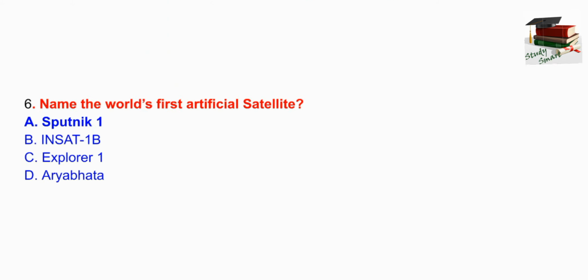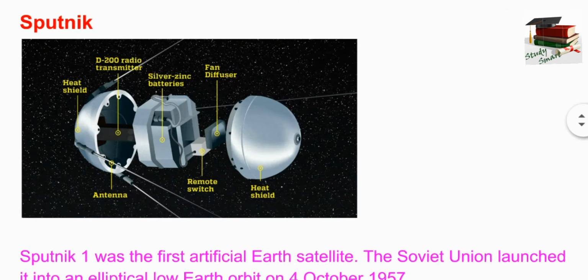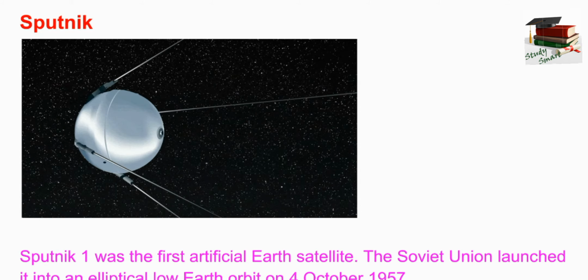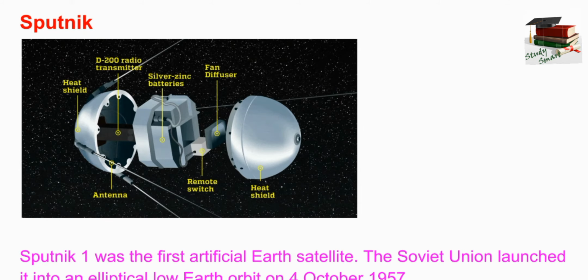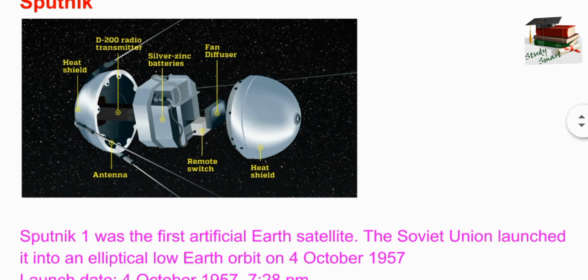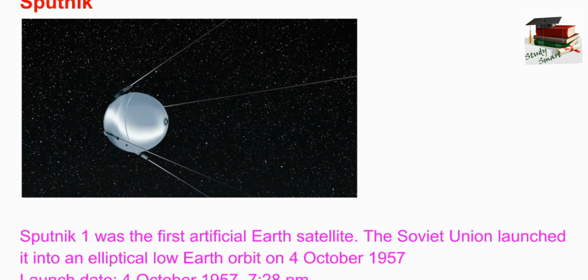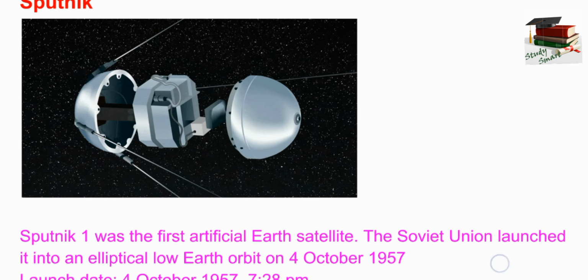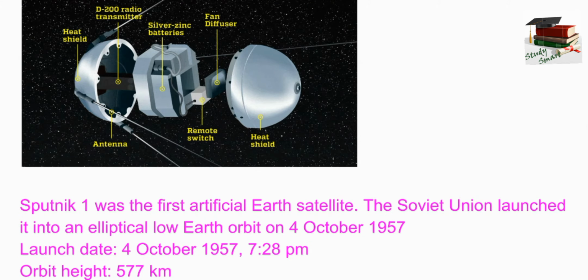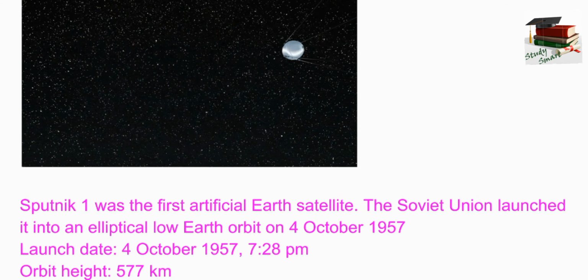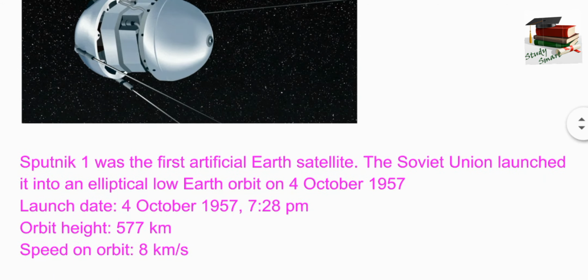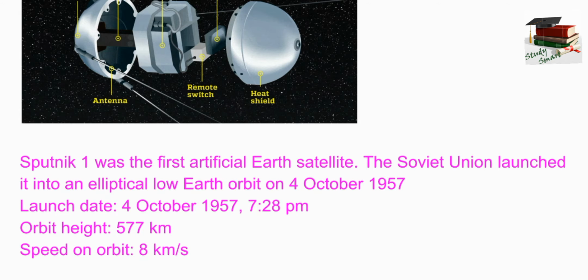Next question, name the world's first artificial satellite. The right answer is Sputnik 1. Now see about Sputnik. Sputnik was the first artificial Earth satellite. The Soviet Union launched it into an elliptical low Earth orbit on 4th October 1957 at 7:28 pm. Its orbital height was 577 km and its speed 8 km per second.